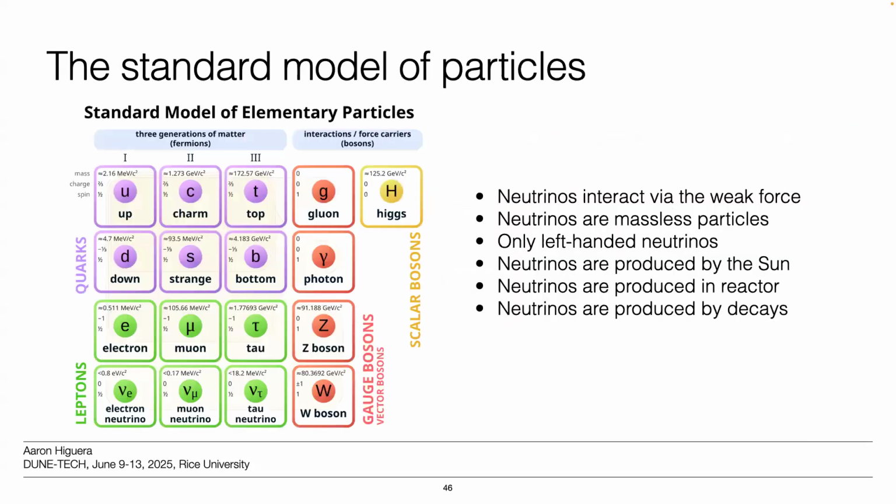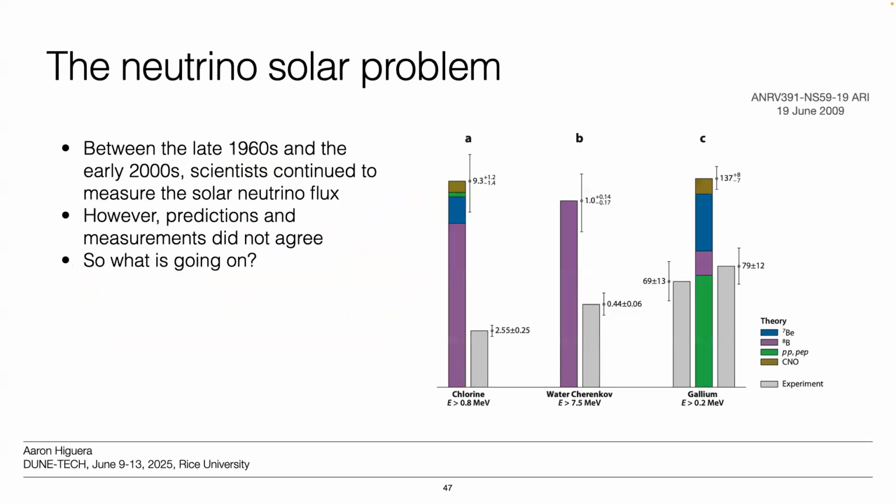But yeah, within the standard model, we have detected all the neutrinos. We know that they are produced by the sun. We can explain that within the weak interactions. We know that they can be produced in reactors. They are produced in decays, beta decays, also particle decays like muon decay. And everything fits the standard model pretty well. But there is one puzzle.